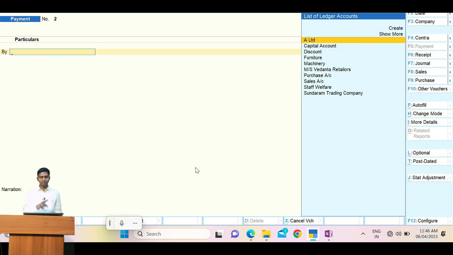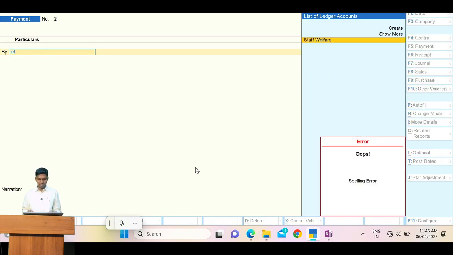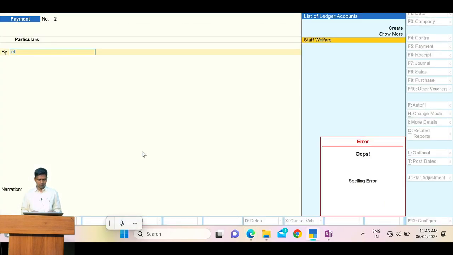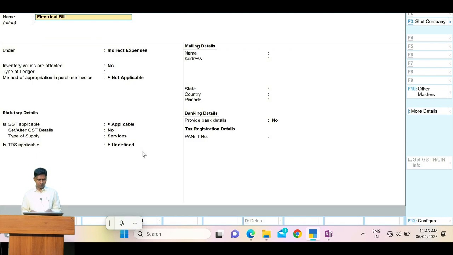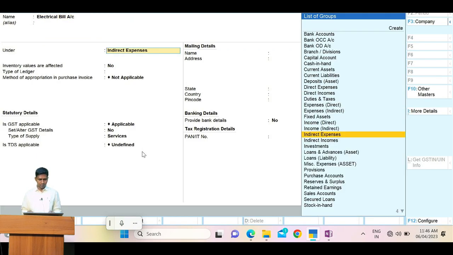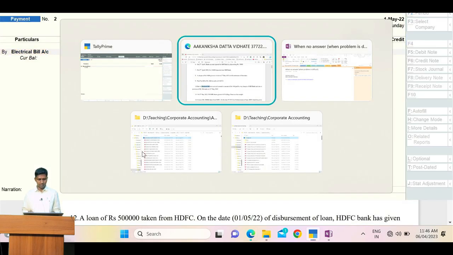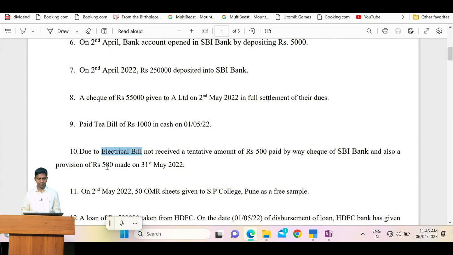Now you can pass one entry or two entries as well. We'll pass only one entry, or the first entry, payment 500, in payment, and then the second one in journal voucher type, or otherwise in the payment only, say electricity bill. That is not there. Just copy, then Control V, electricity bill account, indirect expenses. Yes, that is correct. And then how many rupees? Electricity expenses, electricity bill 500 paid and 500 provided.